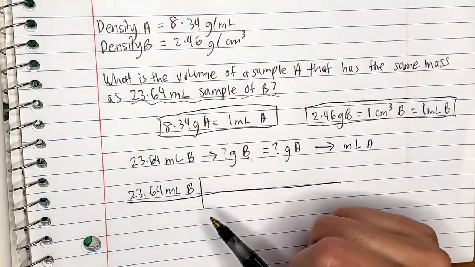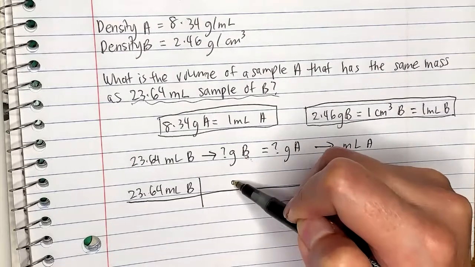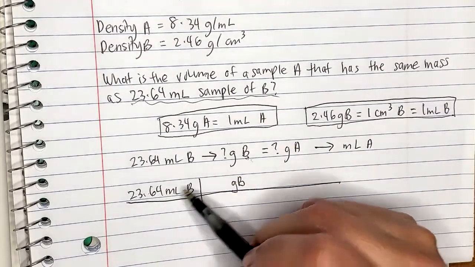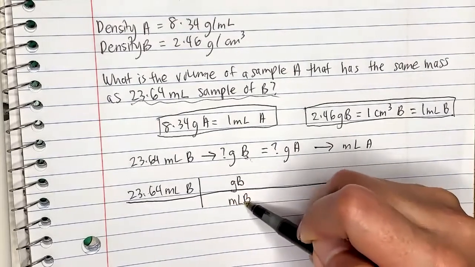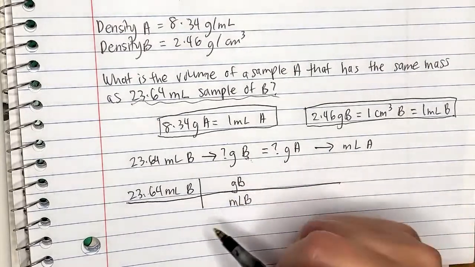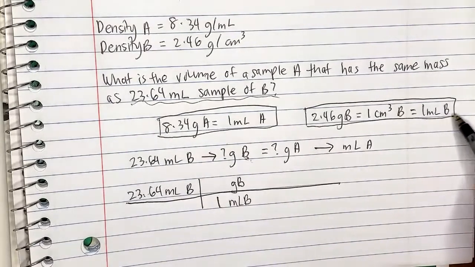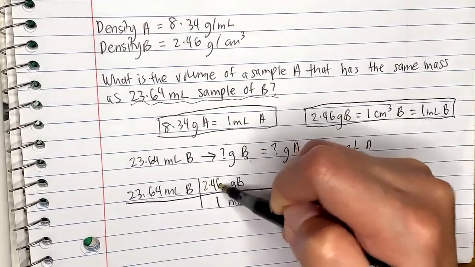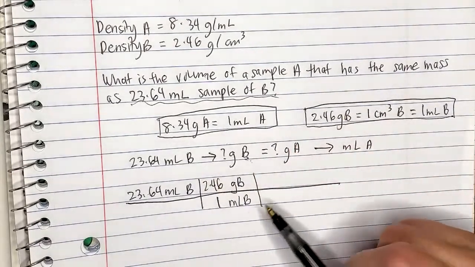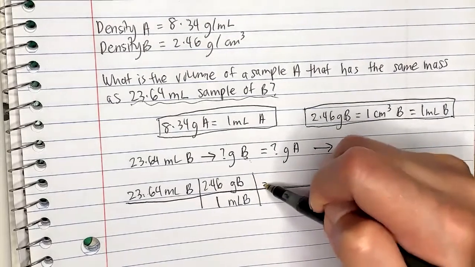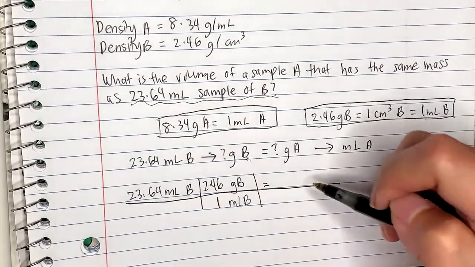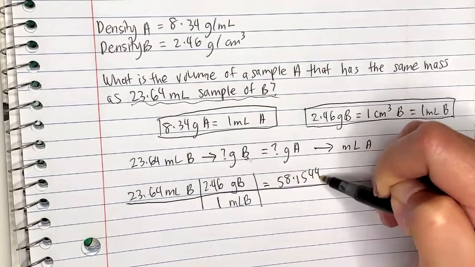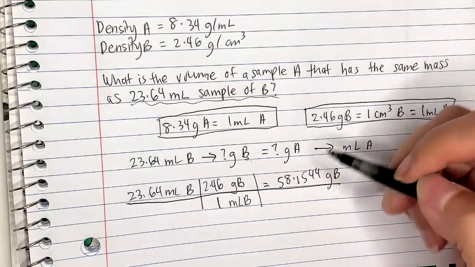So when you want to convert to grams of B, you put the grams of B unit on the top. And what you want to cancel off, when you want to convert away, you put on the bottom. So in this case it's 1 mil of B to 2.46 grams of B. So 2.46 goes up here. Then I have my answer, which is 58.1544 grams of B. Okay?